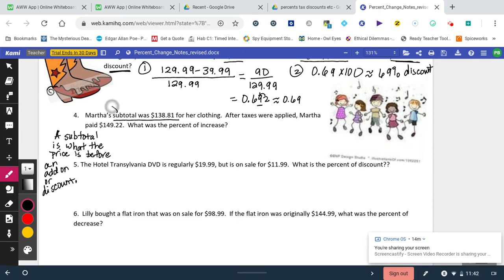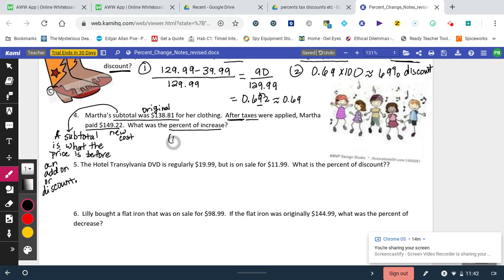So I'm just talking about this. A subtotal is what the price is before an add-on or a discount. So before anything happened, her amount was $138.81. But then after taxes were applied, Martha paid $149.22. So this had to be her original, and after was her new cost. Okay. All right. So what was the percent of increase?